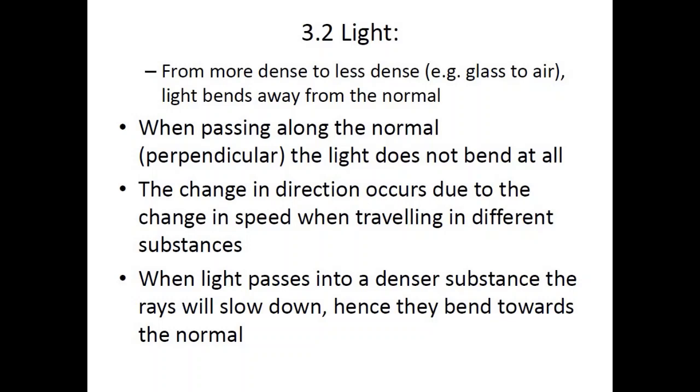The change in direction occurs due to the change in speed when traveling in different substances. When light passes into a denser substance, the rays will slow down, whereas when light passes from a dense material to a less dense material, its speed will pick up, hence it will bend away from the normal.